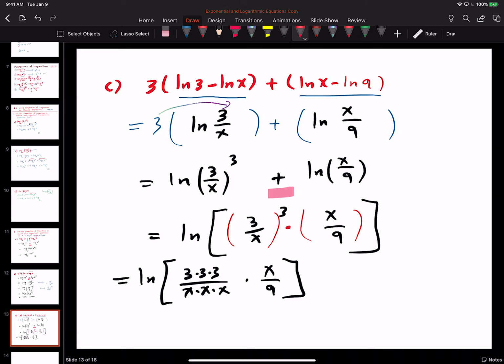I could see that 3 times 3 is 9, cancels this 9, and I could see that this x cancels one of these x's, and we end up with ln 3 over x to the second, and we're done. That's it.